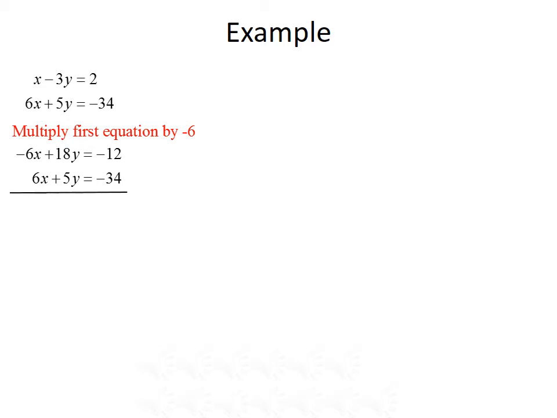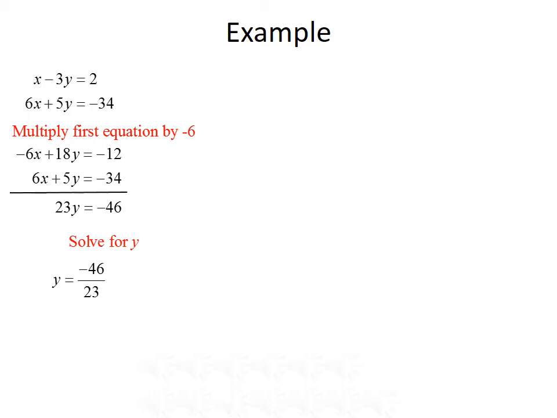So let's add the equations together. Negative 6x and 6x cancel out. 18y plus 5y gives us 23y, and negative 12 plus a negative 34 will give us negative 46. Now we have an equation that just depends on y, so let's solve for y.